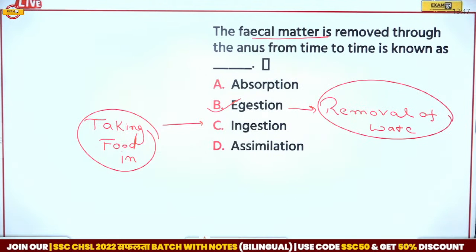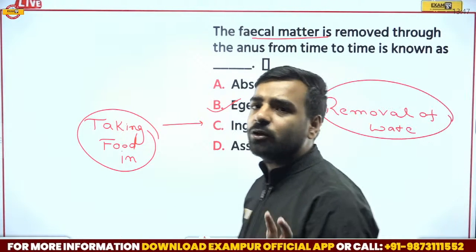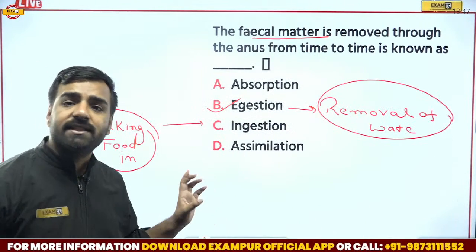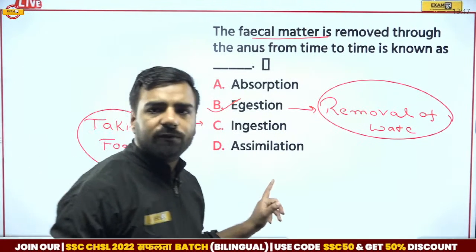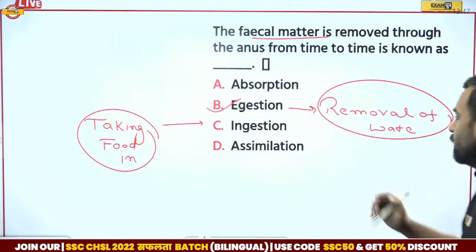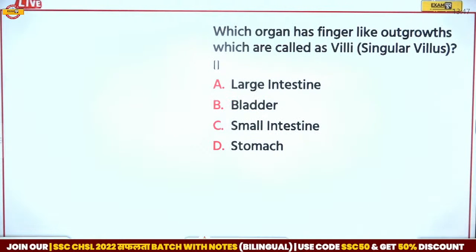So Ram, do you have any doubt? I guess it is clear now. Ram and all the other candidates, is it clear? If there is anything that you want to ask, please let me know. If it is clear, we'll move forward. Okay. So we have the next question now.